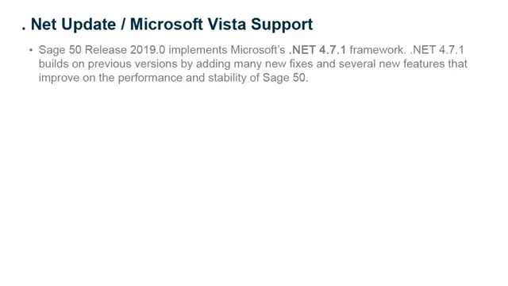Release 2019.0 implements Microsoft's .NET 4.7.1 framework. .NET 4.7.1 builds on previous versions by adding many new fixes and several new features that improve on the performance and stability of Microsoft Windows and Sage 50.